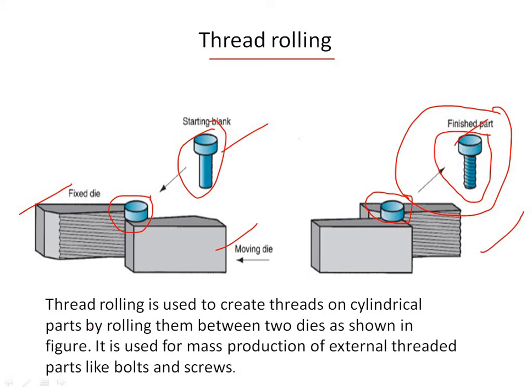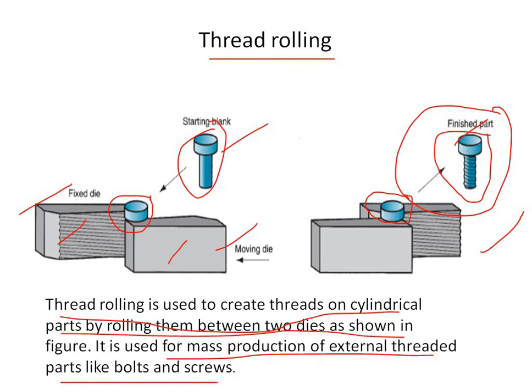Thread rolling is used to create threads on cylindrical parts by rolling them between two dies as shown in the figure. Between these two dies, the moving die and the fixed die, the starting blank is held. It is used for mass production of external threaded parts like bolts and screws.